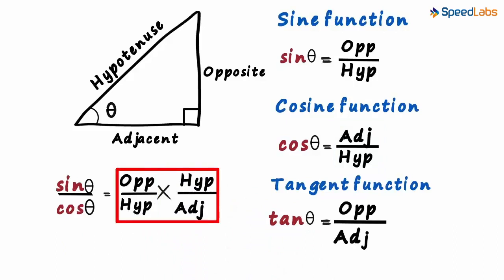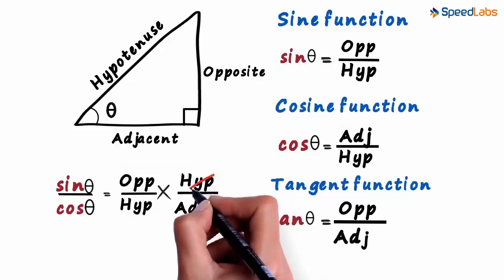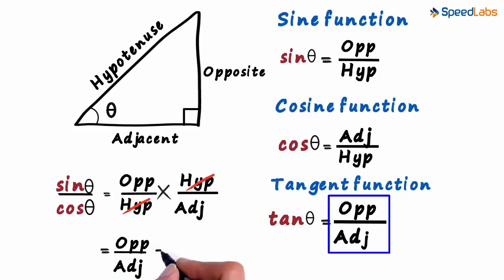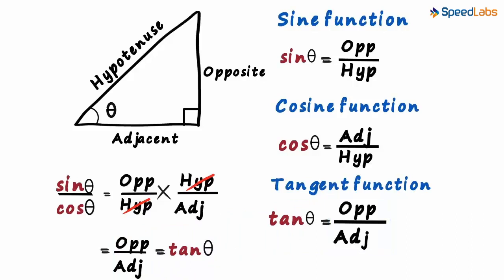Look at the right hand side. Can we reduce it further? Yes, we can cancel out hypotenuse from the numerator and the denominator. That gives us opposite by adjacent. Hang on, does this look familiar? Of course it does. It's the value of tan theta. We just proved one of the most important relations in trigonometry. Sine theta by cos theta equals tan theta.